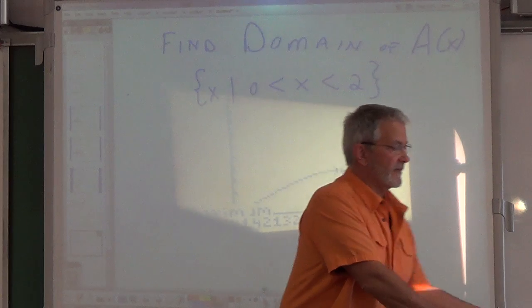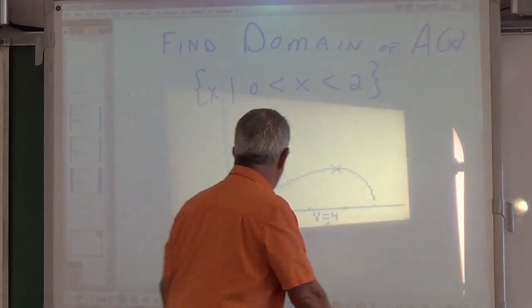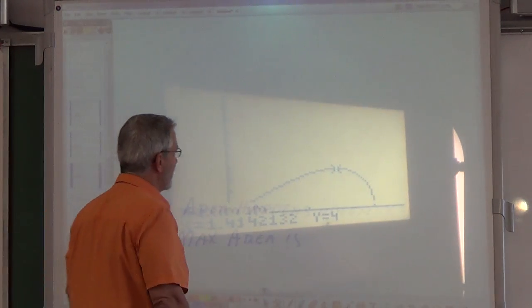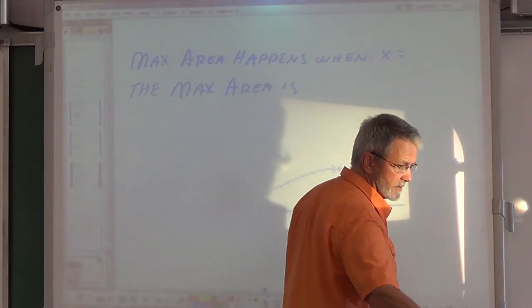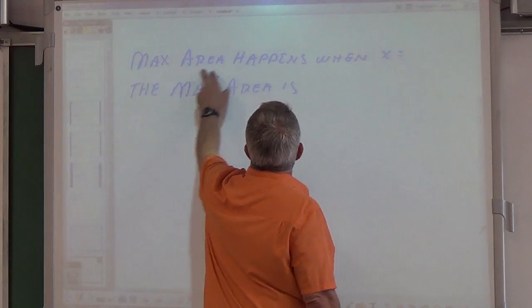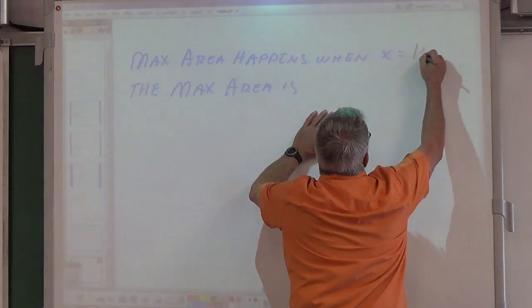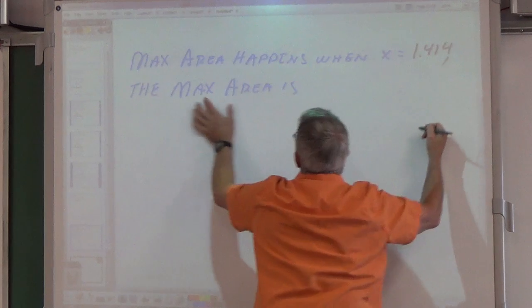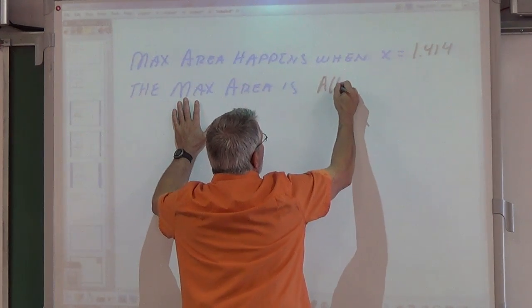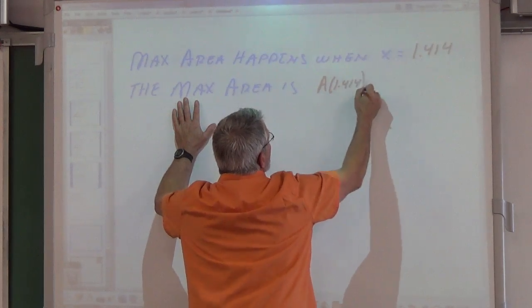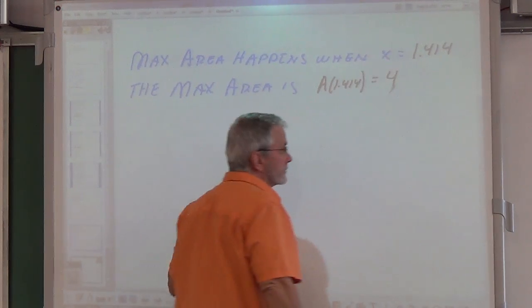So let's turn this off. I think I have this written down here. I'm going to make sure that I do before I go to my next slide. Do I? I don't. So the maximum area happens when x is 1.414, and the maximum area is A of 1.414, which is equal to 4.